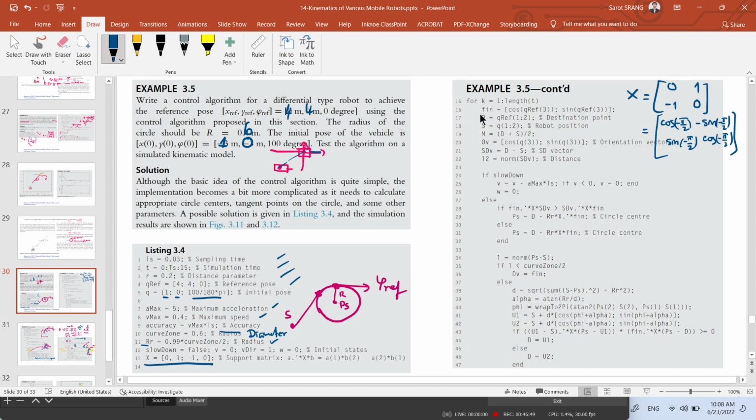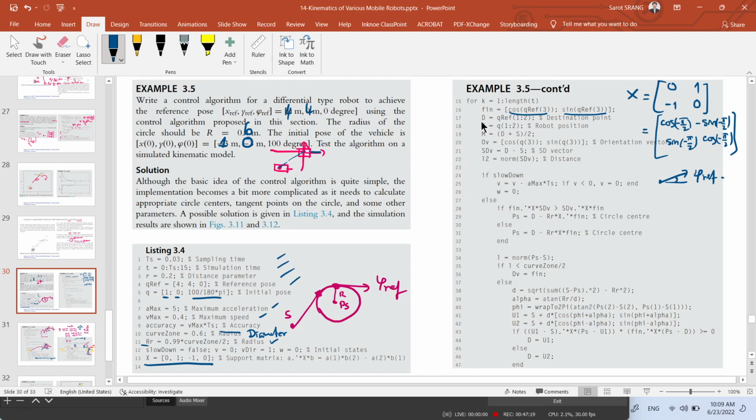Okay, and here is the unit vector defined by cosine of phi ref and sine phi ref. So for the vector defined by phi reference, because the angle is this, the unit vector has a component cosine and sine.